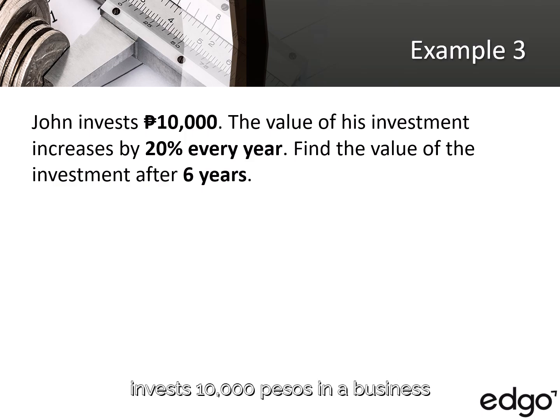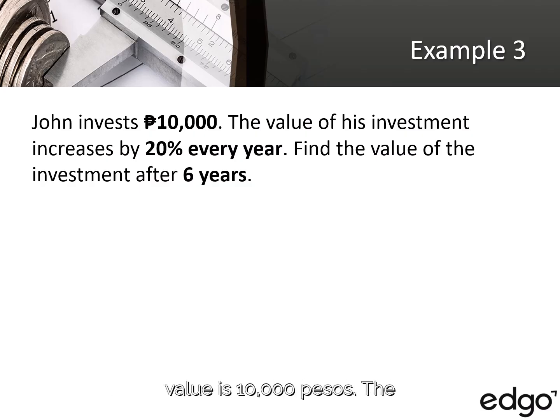John invests 10,000 pesos in a business venture. The value of his investment increases by 20% every year. Find the value of the investment after 6 years. Notice the phrase value after 6 years. Since we are looking for only one value, we will use the geometric sequence formula.